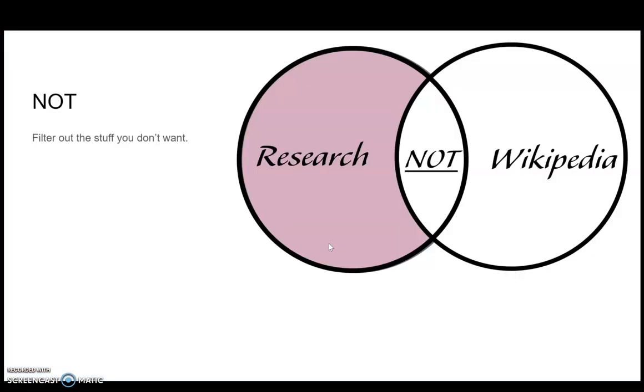The way that this works is that you basically are filtering out stuff you don't want. So if you're looking for a topic on research, but you don't want anything related to Wikipedia, you don't want it to talk about Wikipedia at all or mention it, you say research, not Wikipedia, and that will give us a more narrow number of searches.